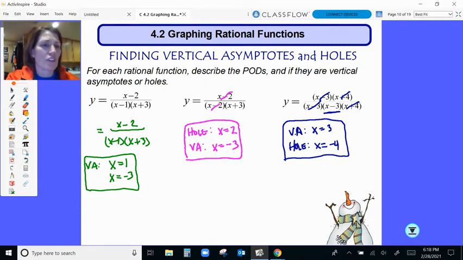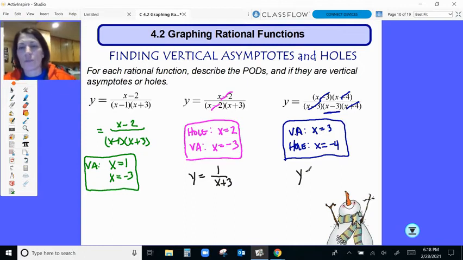And then I should always make sure I rewrite all these functions. By the way, this will be y equals 1 over x plus 3, and I would graph that guy. This will be y equals 1 over x minus 3. And we'll get into graphing these on Thursday and Friday, okay?